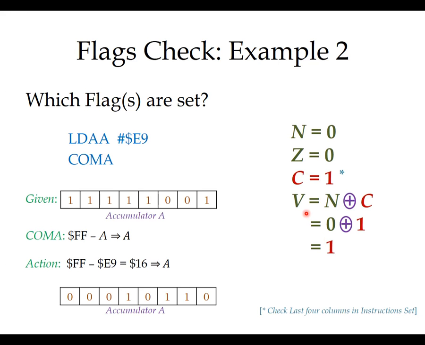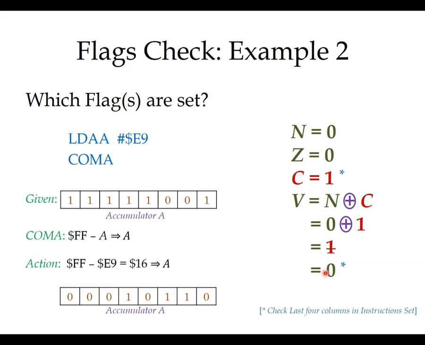Now, remember the V flag. How do we calculate the V flag? We calculate the V flag from the N flag and the C flag. Okay. Now this time I plugged my N here, I plugged my C here, and I see that those are 0 and 1. So according to the exclusive OR, I should have a 1 here, right? But here is an exception. According to the instruction set, this should be 0. So the answer is actually 0, not 1.